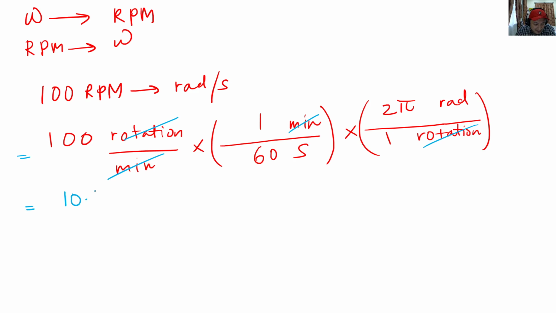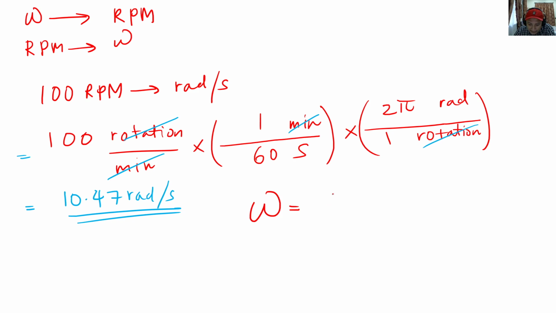10.47, is this correct? 10.47 radian per second. So this is the conversion. Let me calculate again: 2 times pi times 100 divided by 60. 10.47, correct lah.